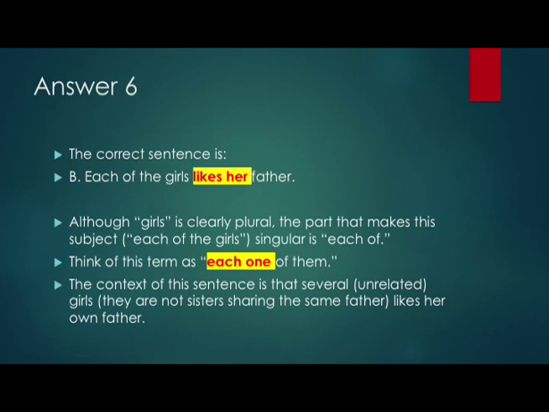So the context of the sentence is that there are several girls, they're unrelated, they are not sisters sharing the same father. There are, let's say, 3 girls, each of them has her own father, and each of these girls likes her own father. So that's what we mean here.